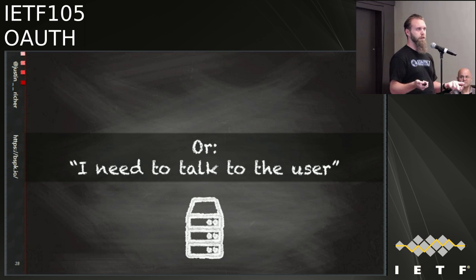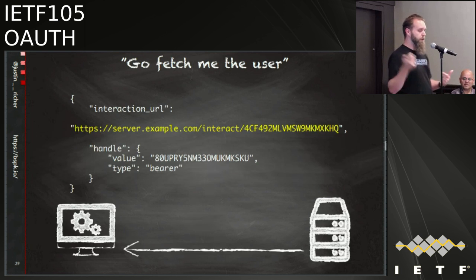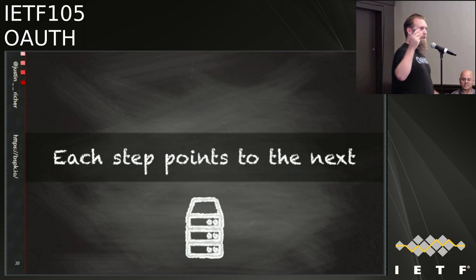Or the auth server can look at all of that and say, hey, this isn't good enough, and I need to talk to the user myself. So I am going to send you to an arbitrary URL that I host. This URL needs to be unique for the given transaction request. So this is not an authorization endpoint URL that the client adds stuff to. This is something that is generated and handed to the client just in response to this request, because each step in this process needs to point to the next.